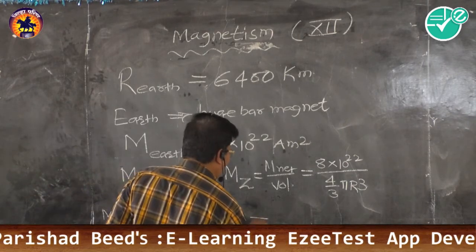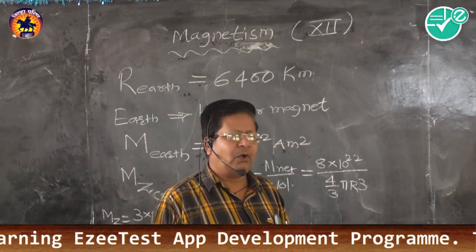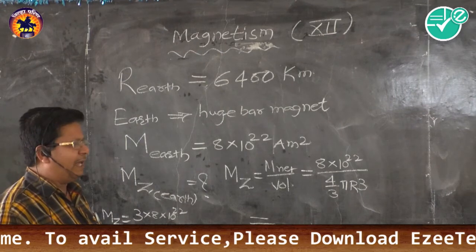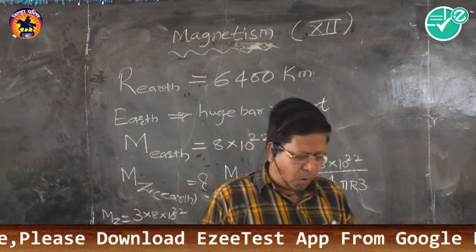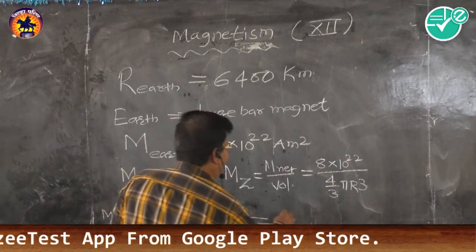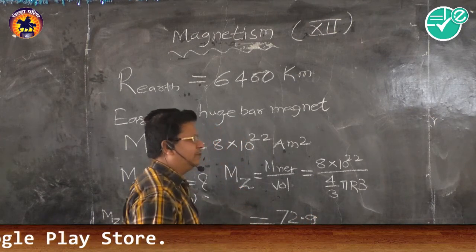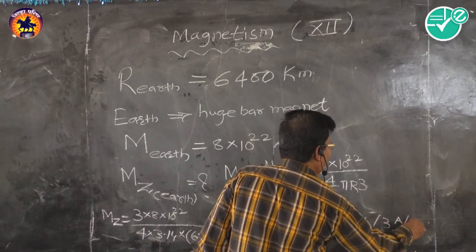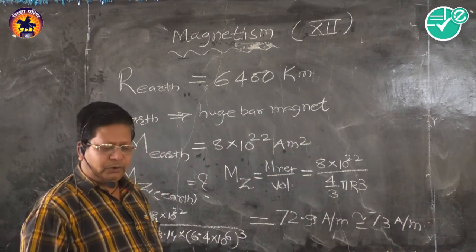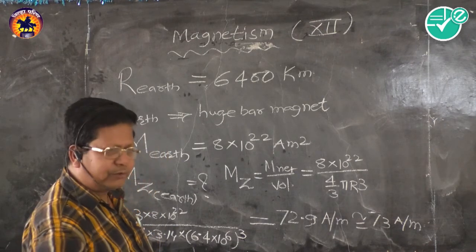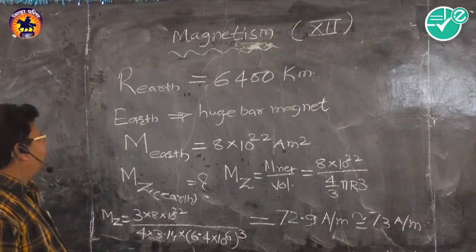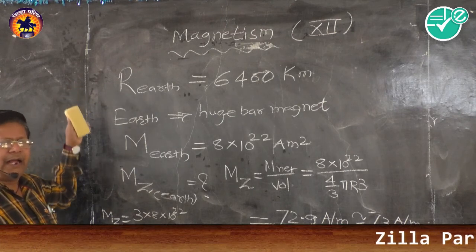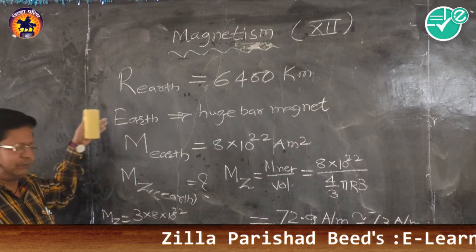And if we solve this by using log table or simple mathematical calculation, the value of the magnetization of the earth comes out to be 72.9, and its SI unit is again ampere per meter, or nearly equal to 73 ampere per meter. So this is the second numerical we have taken today, which is based on magnetization, regarding the earth as a huge bar magnet, and we have calculated the magnetization of earth as a magnet.